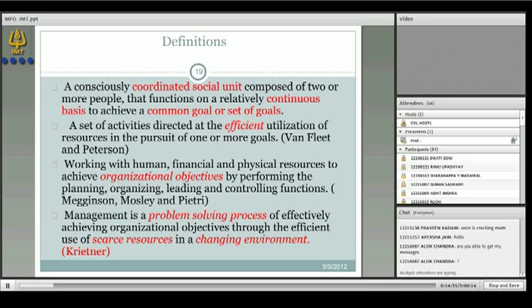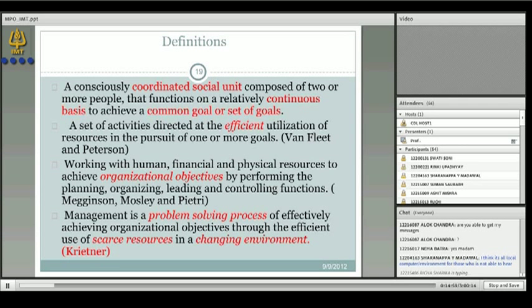So management refers to a process of organizing resources and directing human efforts for the successful accomplishment of organizational goals and objectives. In other words, management can be defined as a universal phenomenon that involves making optimum utilization of available resources to achieve predetermined goals. It's a set of activities directed at the efficient utilization of resources in the pursuit of one or more goals.